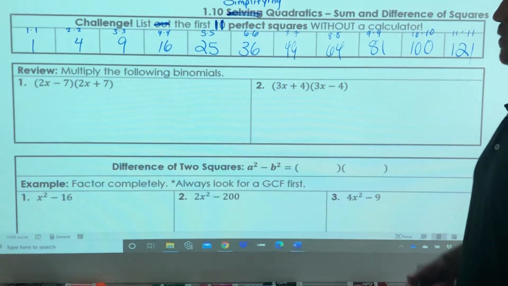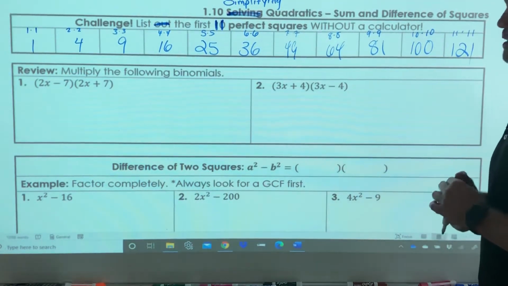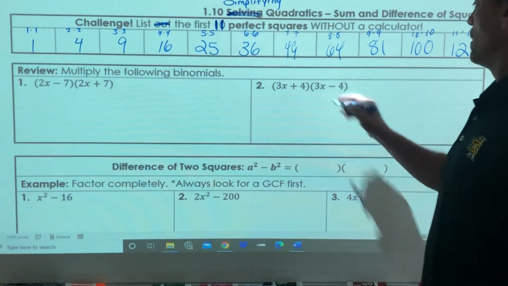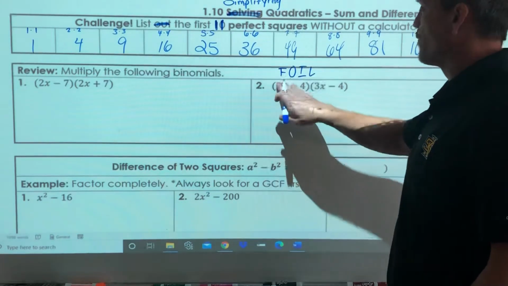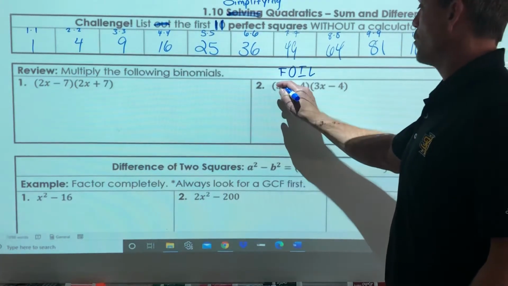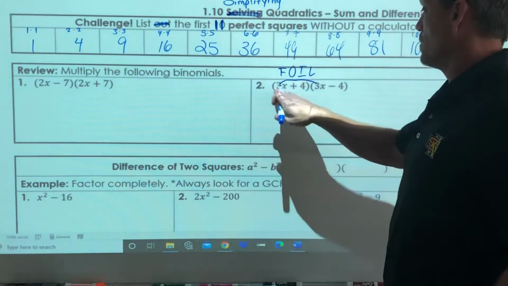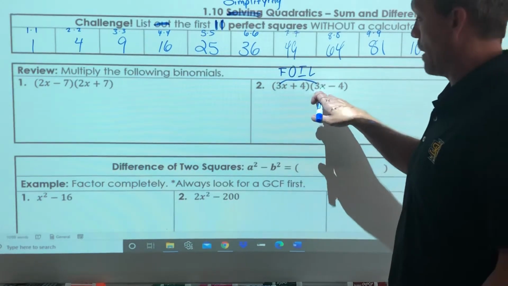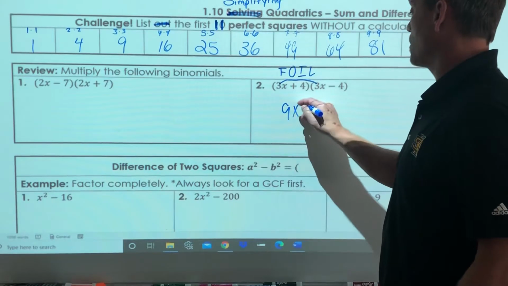Knowing the perfect squares is going to be useful as we go into quadratics and whatnot. We're going to do a little bit of review, multiplying binomials. This is stuff you've done before, so you should know how to do it. If you don't remember the steps, the best steps to follow are FOIL, which is first. Do the first in each one. This is the first part of the binomial, and this is the first part of the binomial. So 3x times 3x is 9x squared.